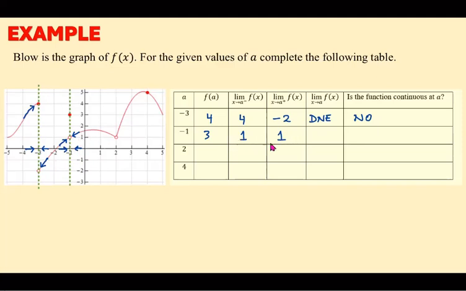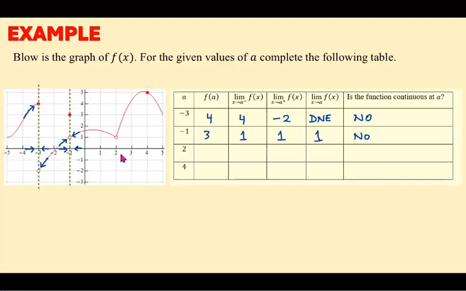So these two limits are the same. The left-hand limit and right-hand limit are the same, meaning the limit exists here, and that is also equal to 1. But what you notice is, the limit of the function and the value of the function are not the same. If the limit of the function and value of the function are not the same, the function is not continuous. So no.